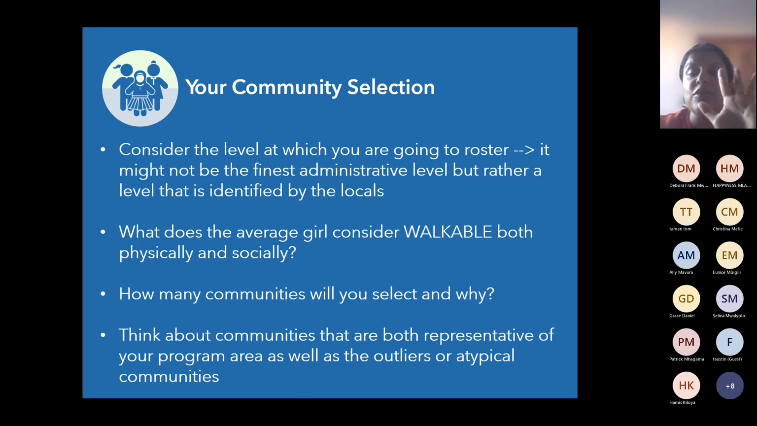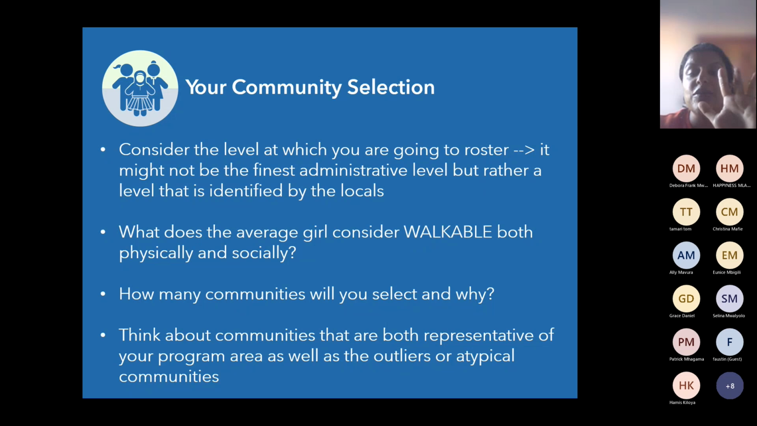You want to see your information at the hamlet level, and you also want to be able to aggregate up to the ward level. But that's something you guys need to discuss. And then once you figure that out, which hamlets or which wards are you rostering in? The way to consider this, as I mentioned before, is what does the average girl consider walkable, both physically and socially? Is she looking at the entire ward as her community, the entire village, or is the entire hamlet her community?